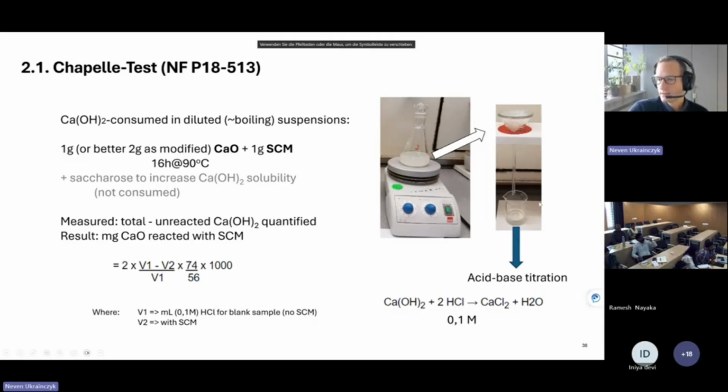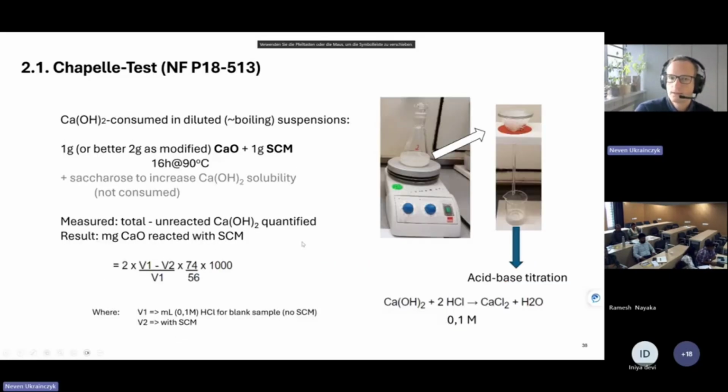You see it by the indicator because the pH dropped. Then you know in equivalence how many protons you added. So you know how much portlandite you consumed. And then you can just calculate the amount of portlandite which was consumed, or remaining portlandite. So the total minus this unreacted gives you the consumed portlandite actually. And then this gives you the reactivity of the SCM.